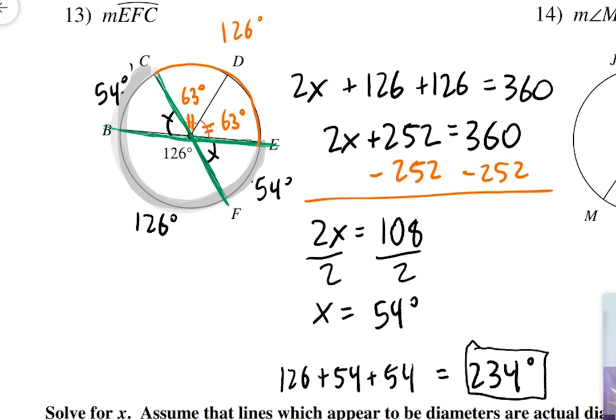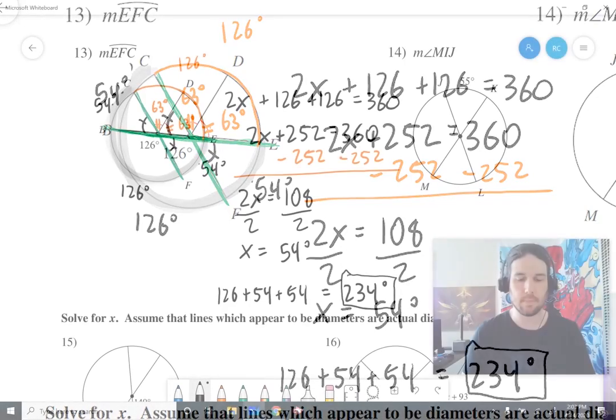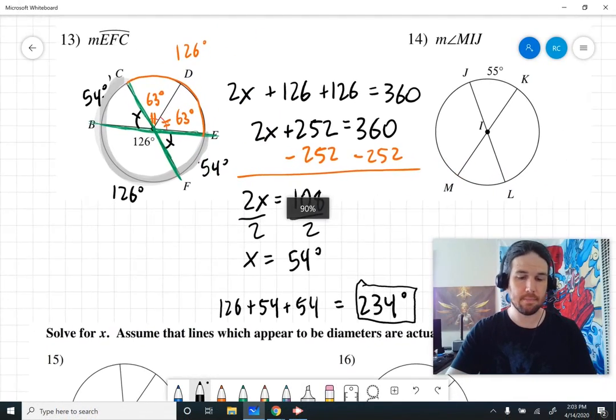We could have also taken the 126 away from 360. Hey Google, what's 360 minus 126? The answer is 234. So that would have gotten us the same answer either way. Lots of different paths to get to the same answer. That's number 13.